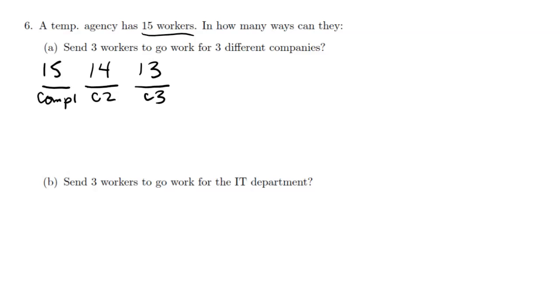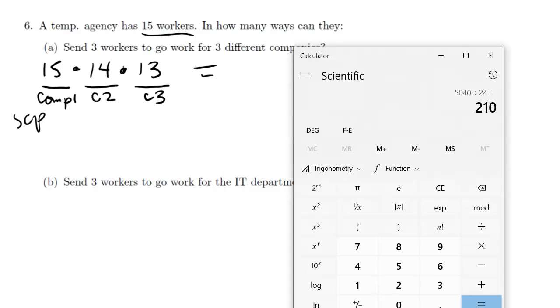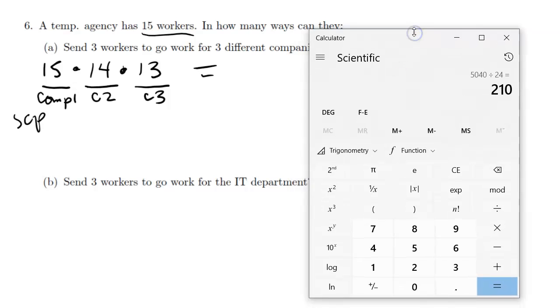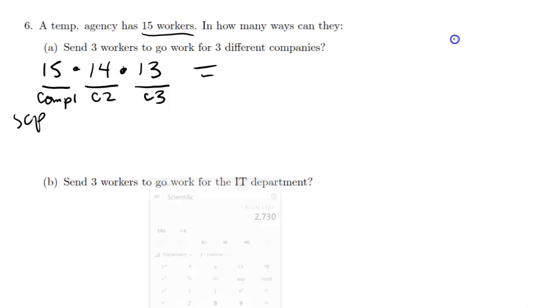And we have 3 separate events, right? I have to pick these differently. It matters who goes to company 1 versus who goes to company 2. So really we're doing sequential counting, which says multiply those numbers together. So let's multiply them. We've got 15 times 14 times 13, which is 2,730.